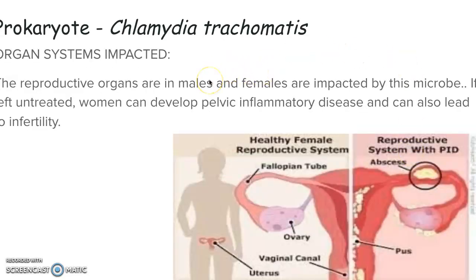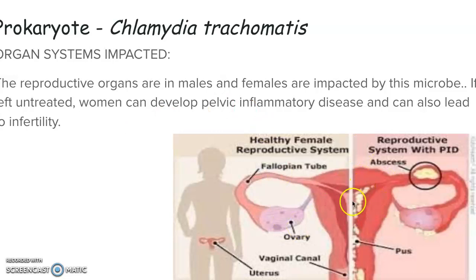So the organ systems that are impacted in chlamydia are the reproductive organs in males and females. And if this infection is left untreated, then women can develop pelvic inflammatory disease, and it can lead to infertility. It can also lead to ectopic pregnancies as well. Mostly when women get this disease, they are asymptomatic, so people won't even know.